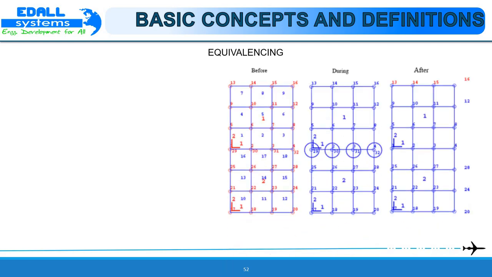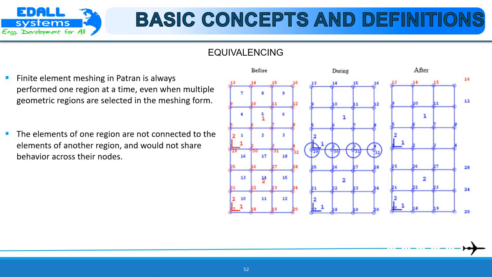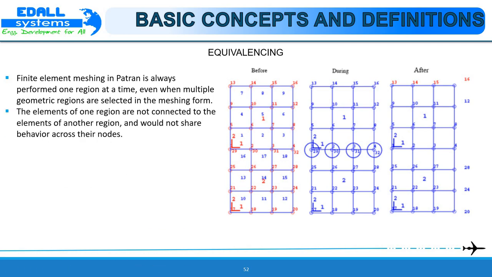Equivalencing. Many geometry models in Patran consist of multiple regions sharing common boundaries. Finite element meshing in Patran is always performed one region at a time, even when multiple geometric regions are selected in the meshing form. The elements of one region are not connected to the elements of the other region and would not share behavior across the nodes.